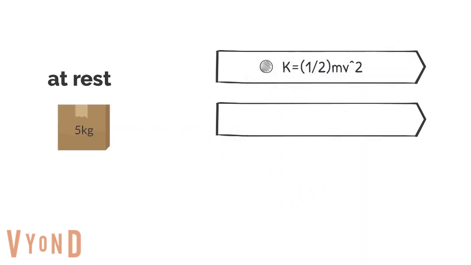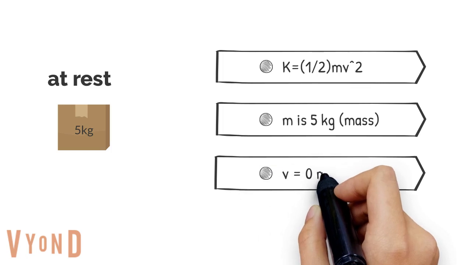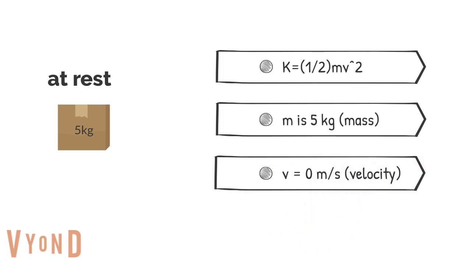Now let's look at the block that's at rest. When anything's at rest, the speed or the velocity is equal to 0. So we use the same formula, K is equal to 1/2 mv squared. The mass for the block at rest is also 5 kilograms. So we're going to plug in 5 into the M. But since that's at rest, the velocity will be 0. And so we're going to plug in 0 into the V for velocity.